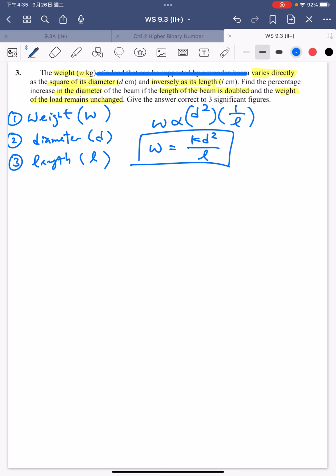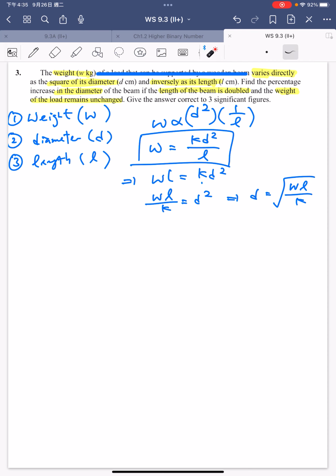So if we want the old value of D, we need to change D to be our subject, so we change it to WL is equal to KD squared. We don't want this K, so we move it to the left hand side, then get WL divided by K is equal to D squared. Which means D is equal to the square root of WL divided by K. Bear in mind why we only take the positive square root: because the diameter can never be a negative number, isn't it? So we just take the positive part. So this is our old D. We make D the subject, then we have the old D value.